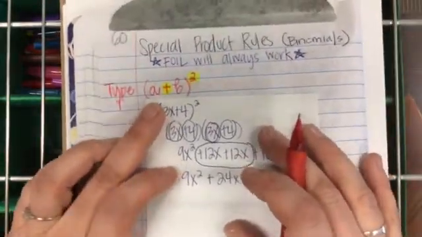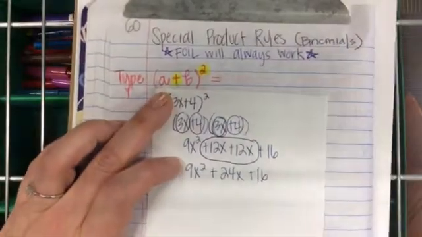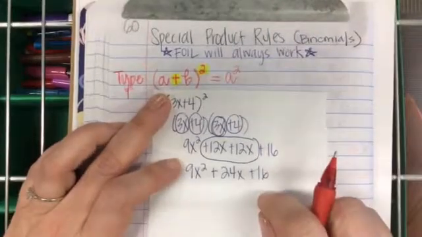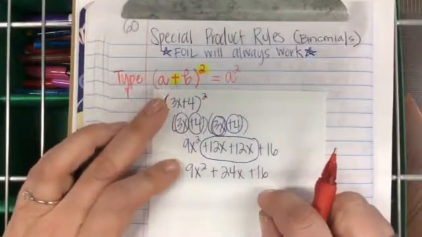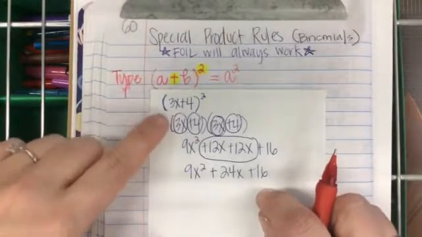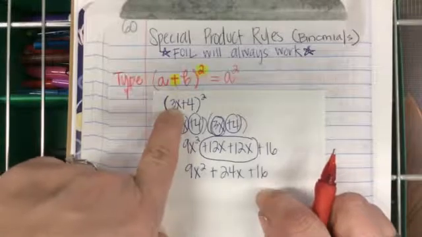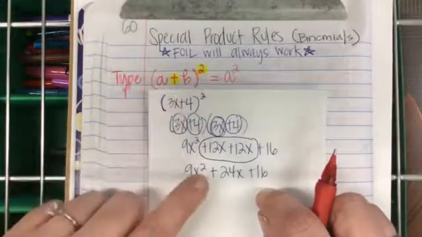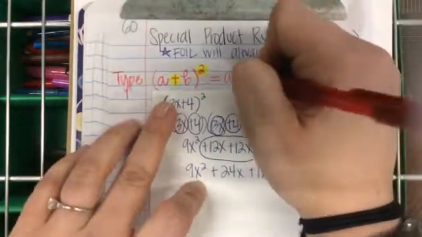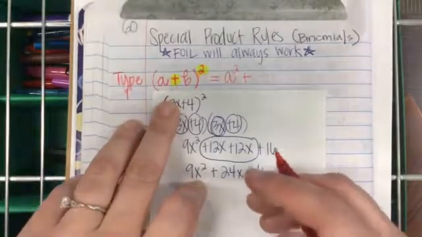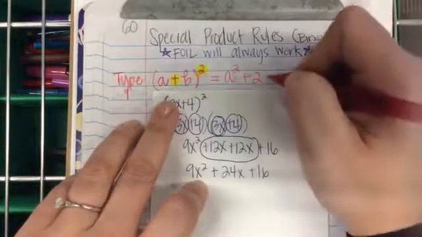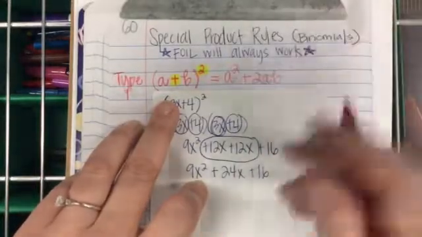Okay, so the rule is a squared, meaning the first term squared. And the first term squared in this problem was 3x, so 3x times 3x, 3x squared is 9x squared, right? Plus, always the number 2 times a times b.